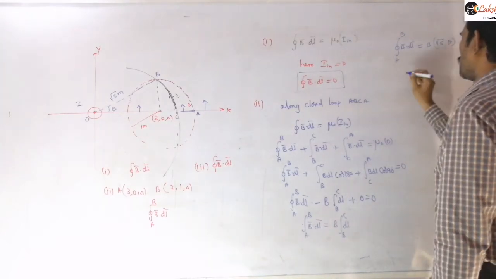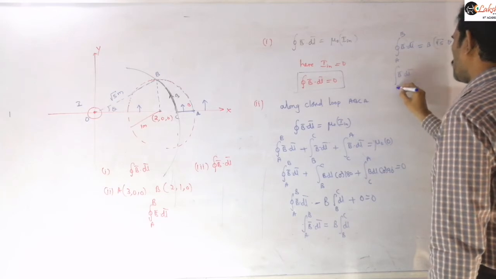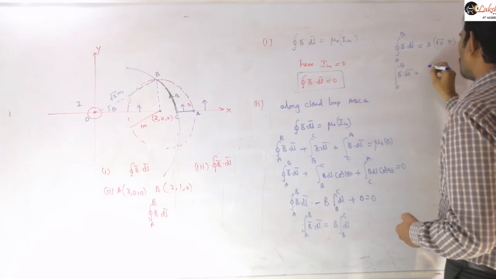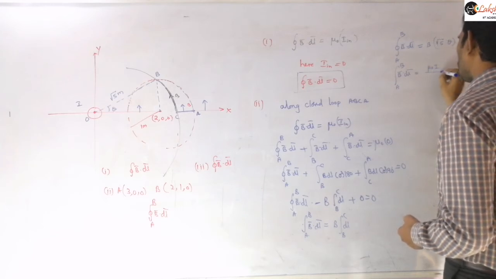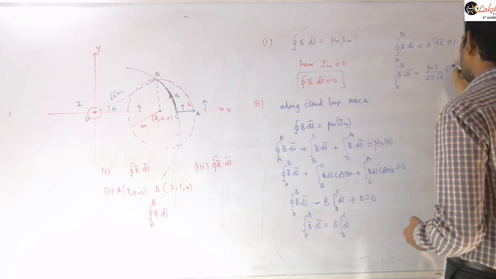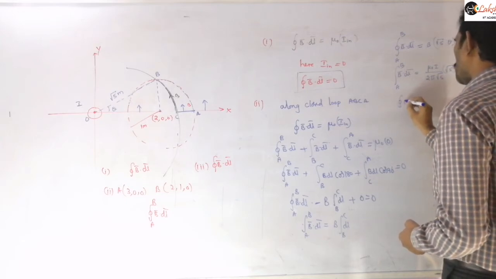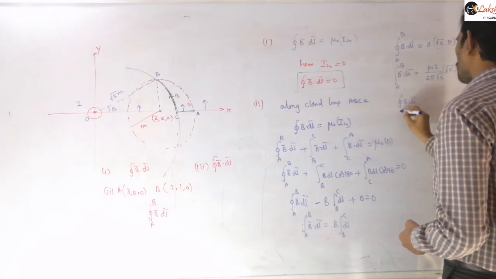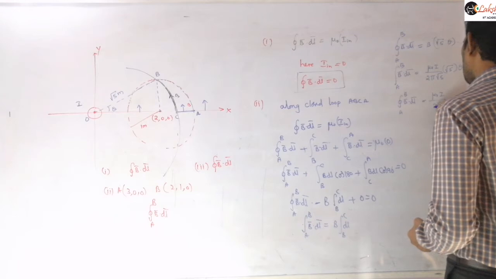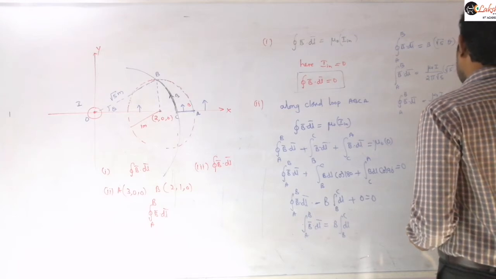So now we can substitute this value into the integral of B bar dot dl bar from A to B. Now B is the magnetic field at that point, which I can write as mu naught I by 2 pi R. That R is √5, so again √5 into theta. So the integral of B bar dot dl bar from A to B is equal to mu naught I by 2 pi into tan inverse of 1 by 2.